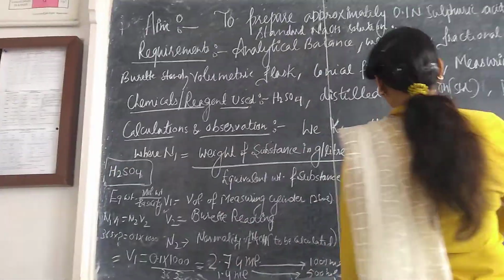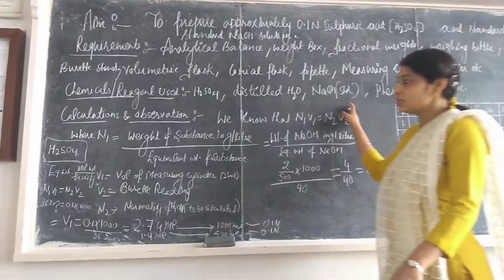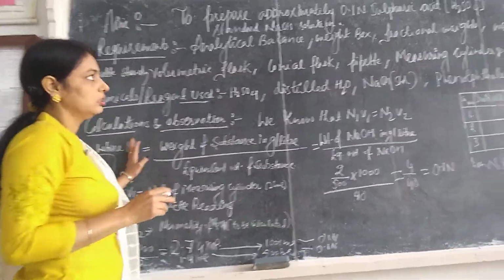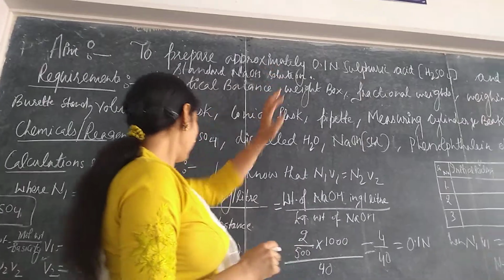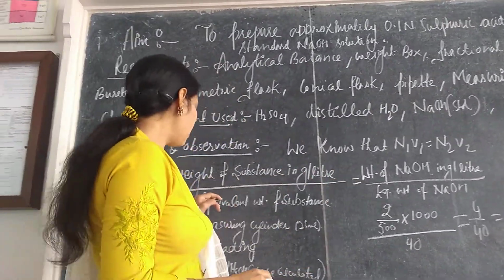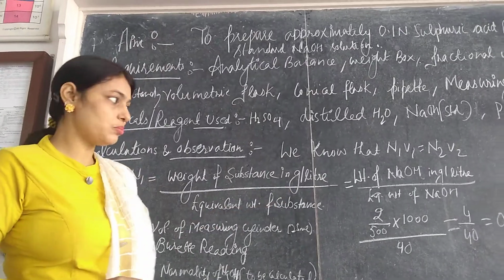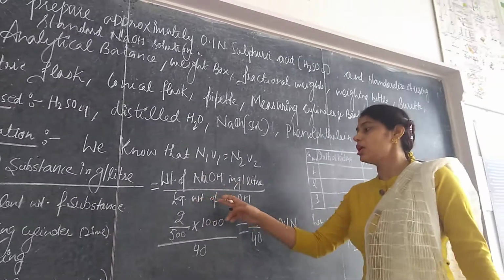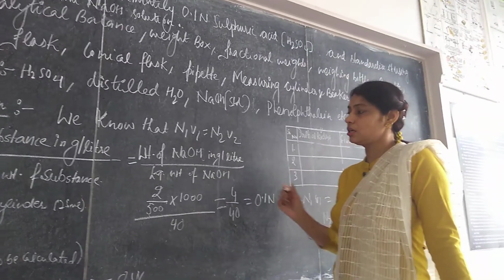Then this is the normality of your NaOH solution: the weight of substance in gram per liter upon the equivalent weight of substance. Weight of NaOH in gram per liter upon the equivalent weight of NaOH.